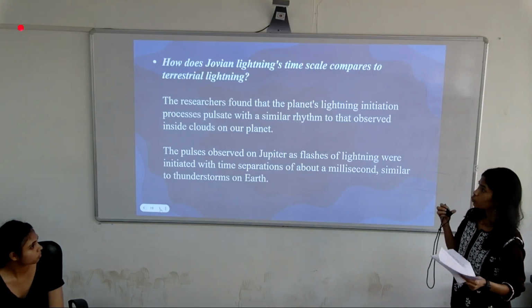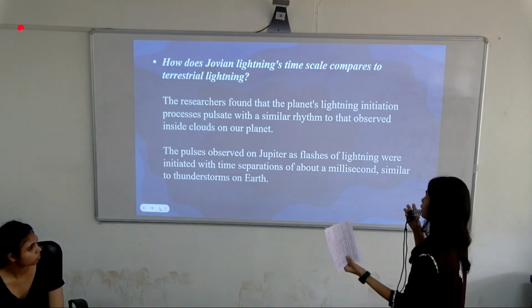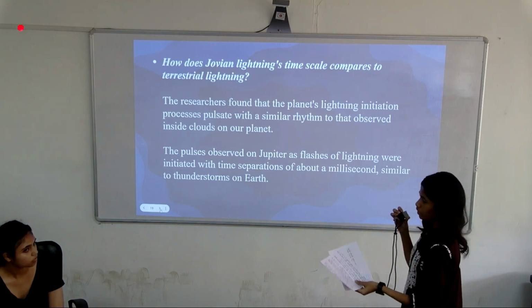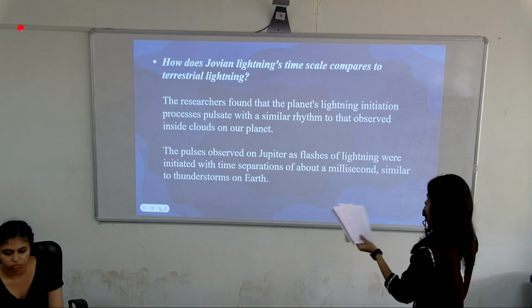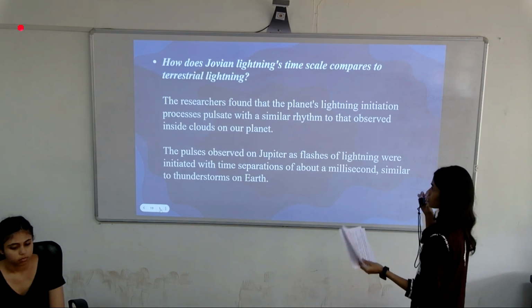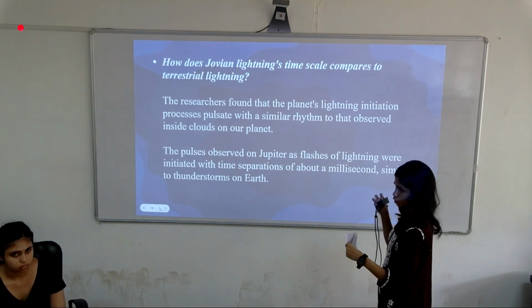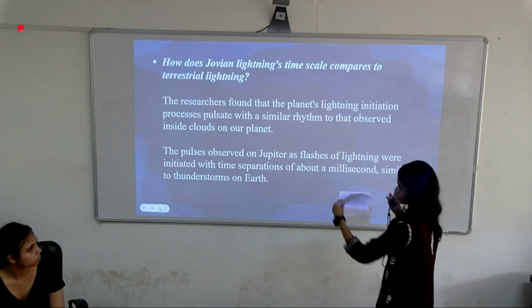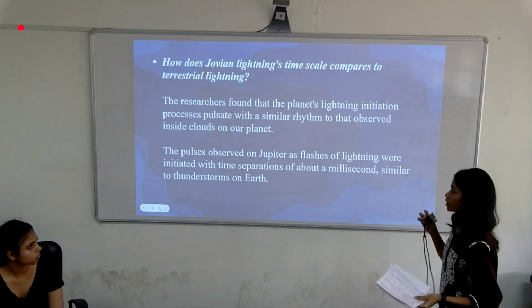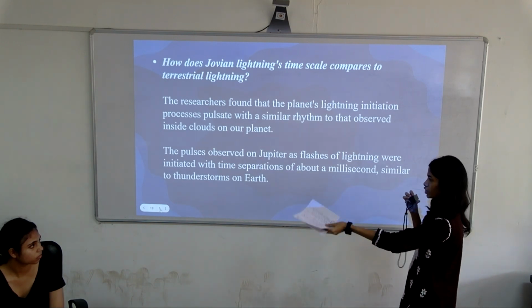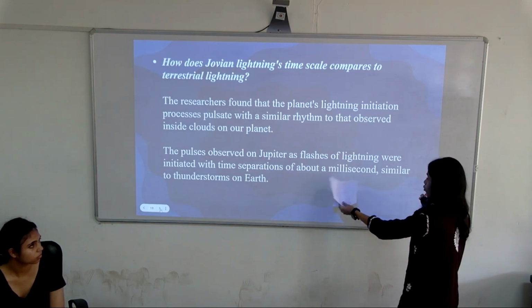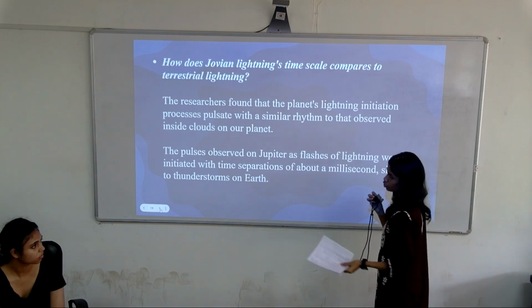So how does the Jovian lightning timescale compare to the terrestrial lightning? The researchers have found out that the planet's lightning initiation process pulsates with a similar rhythm to that observed inside the clouds on our Earth, on our planet. The pulses observed on Jupiter as flashes of lightning were initiated with a time separation of about 1 millisecond, similar to the thunderstorms on the Earth.